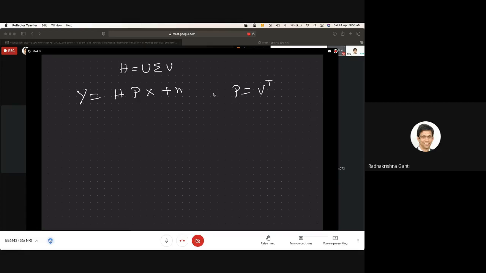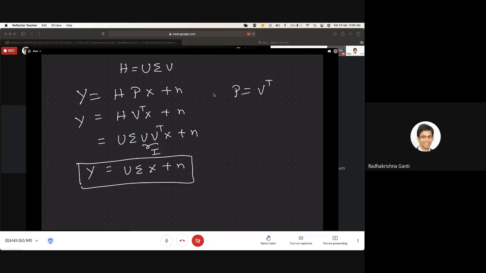V transpose V is equal to I, so V into V transpose is also equal to I. So I'll put my pre-coder as V transpose, giving V transpose x plus noise. So what will be my y? Thinking about the decomposition, it will be U sigma V transpose x plus noise. What is V transpose V? It is I. So this will be U sigma x plus noise. This is what the receiver will receive.